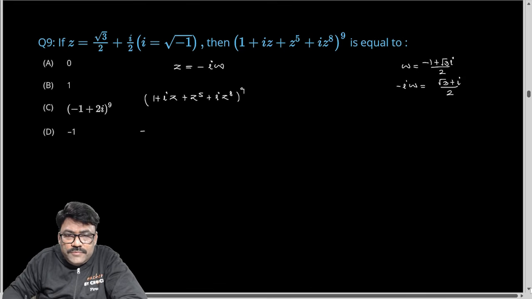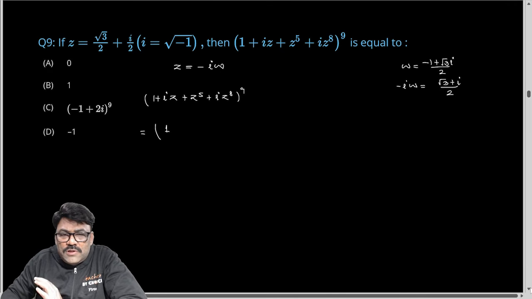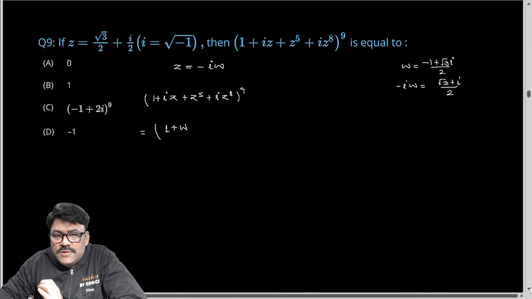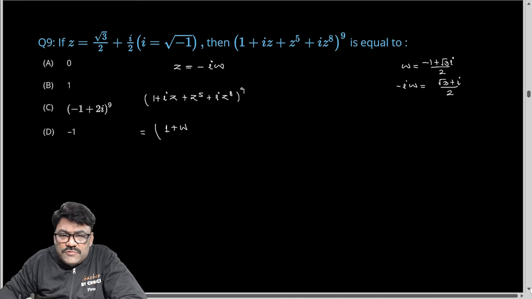Let's put the value. 1 plus iota Z. So iota Z is what? Minus iota square, which is plus 1 to omega. So 1 plus omega. Iota Z will be omega. Minus iota square plus 1 omega. Z raised to 5 is minus iota raised to 5. Iota raised to 5 is iota. Omega raised to 5, which is omega square, because omega cube is 1.